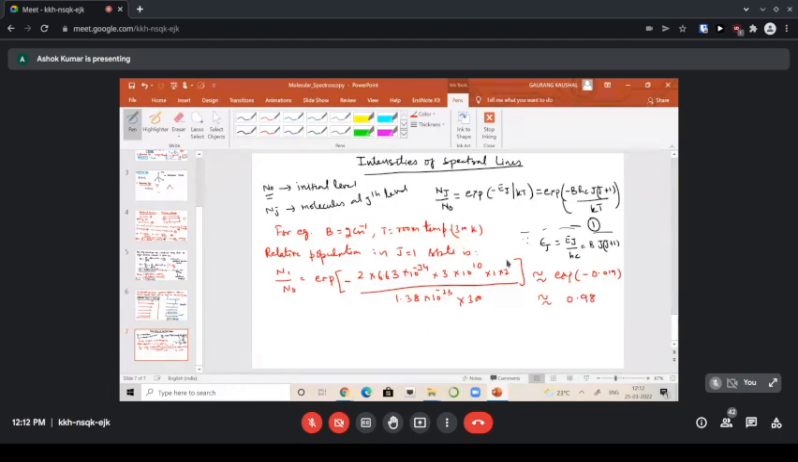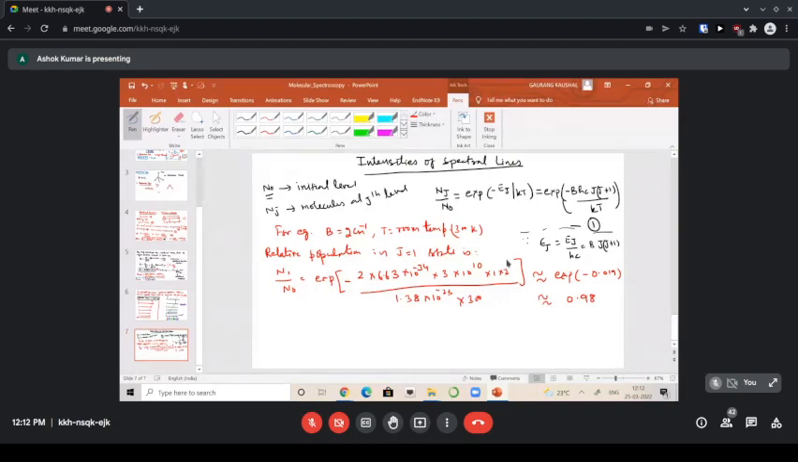Which is nearly equal to 0.98. What is the meaning of that? Almost the same number of molecules. There are almost as many molecules in the J equal to 1 state at equilibrium, so almost the same number of molecules can be obtained in the upper level with J equal to 1. In other words, the J equal to 1 level has almost the same number of molecules as the J equal to 0 state, or the ground state. But it will decrease rapidly with the value of J.